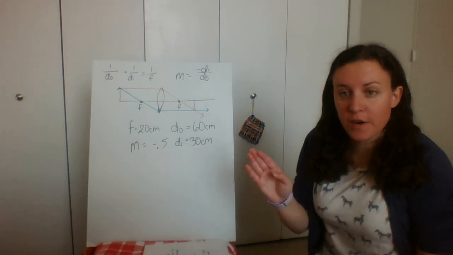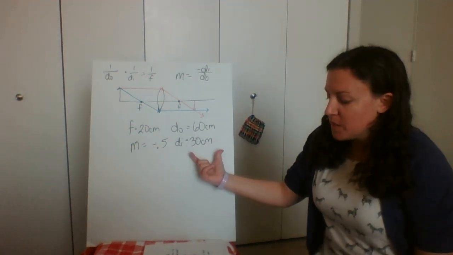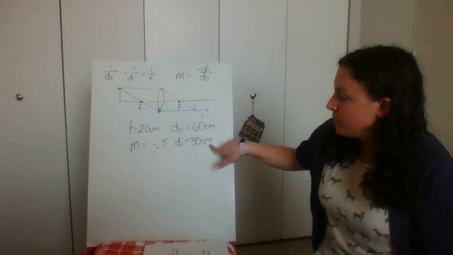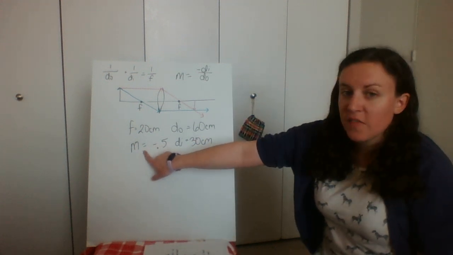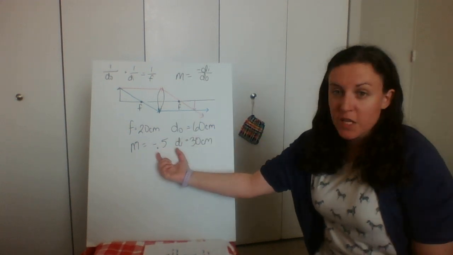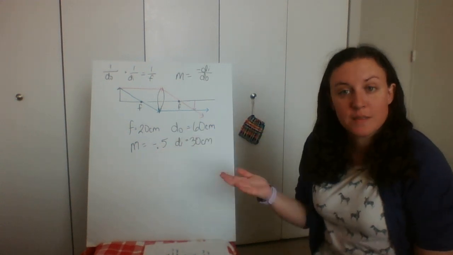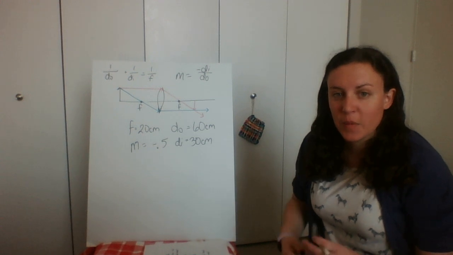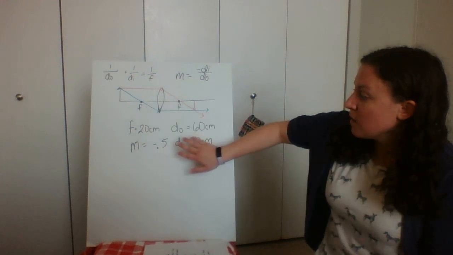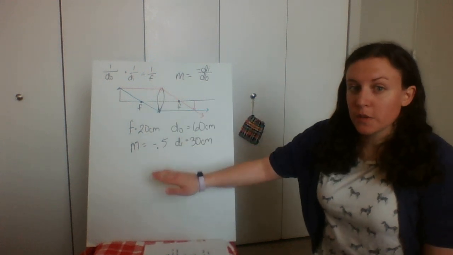Just a reminder, if this number is positive, it's a real image, just like what we found. If magnification is negative, it means it's inverted, like it is. And if the absolute value is less than 1, it means it's smaller, which is what we got. So we did a good job. I'll be posting the math to this in case you didn't get these numbers. Make sure you look at it.